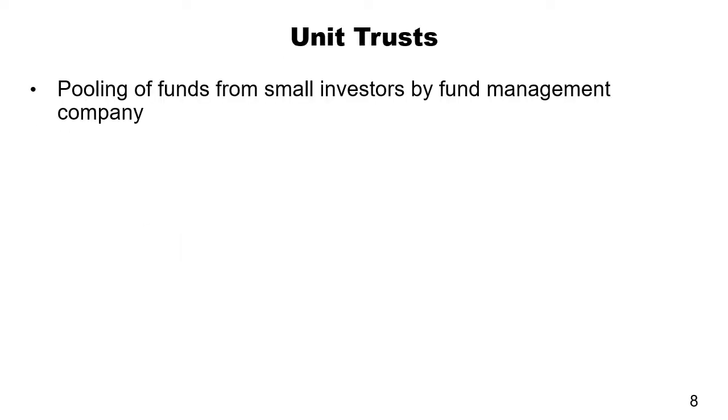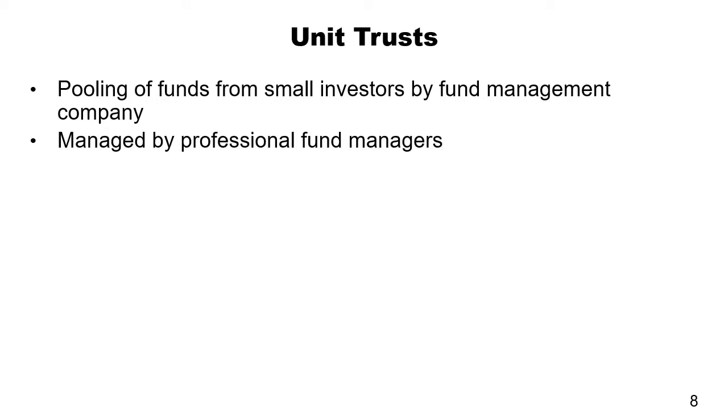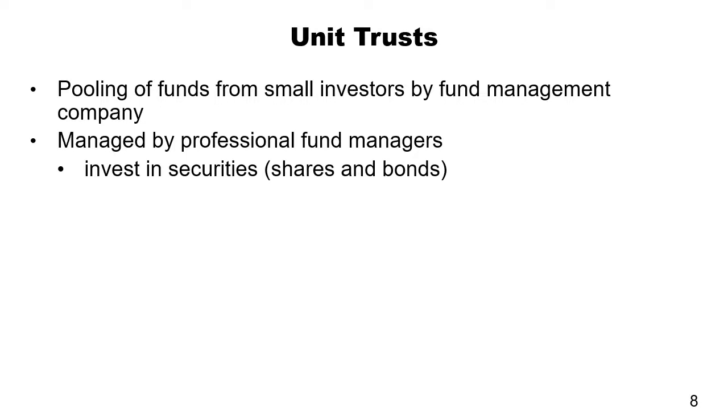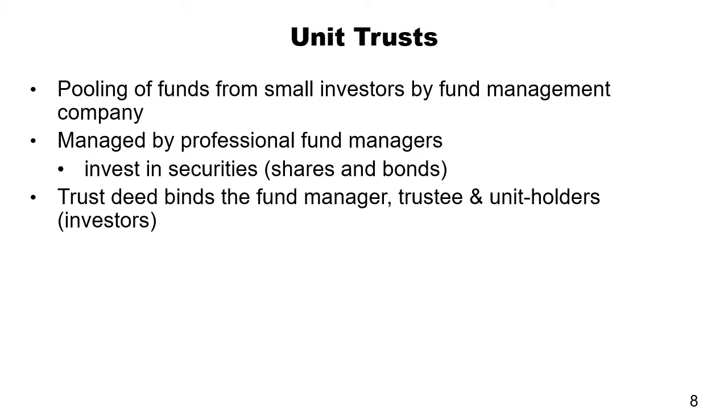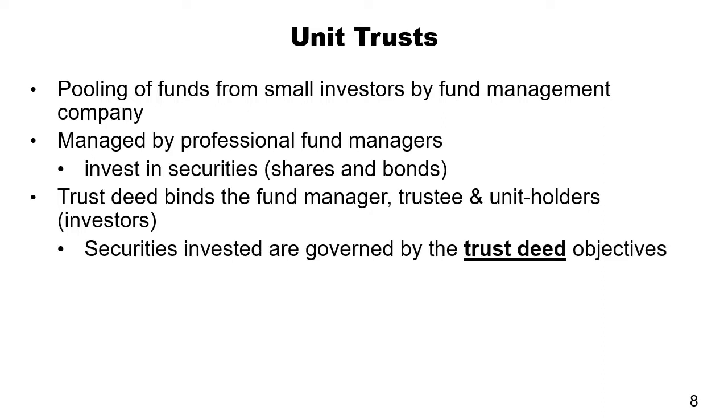Unit trust is pooling of funds from small investors by a fund management company. It's managed by professional fund managers. They invest in securities, shares, and bonds. Also, trust deeds bind the fund manager, trustees, and unit holders. Basically, unit holders are the investors. The securities invested are governed by the trust deed objectives.